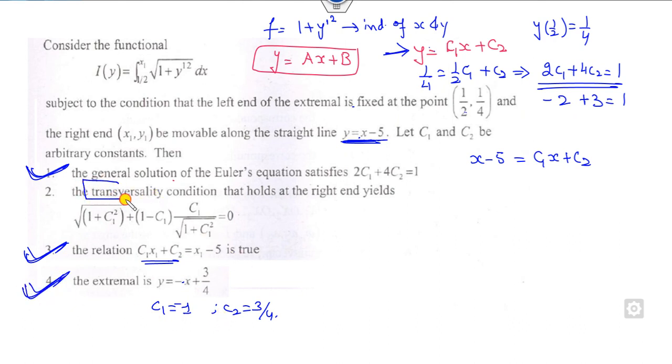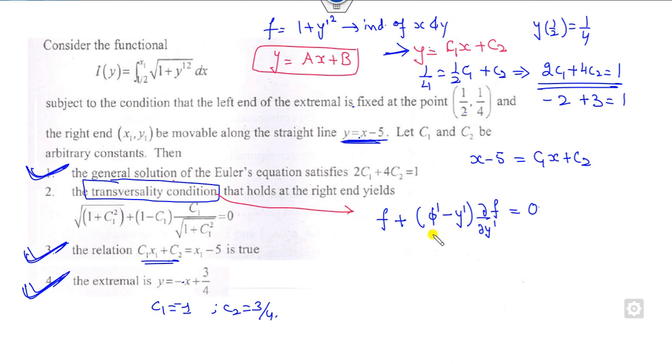Now there is a condition of the transversal condition. What is the meaning of this transversal condition? That's very simple. That is f plus phi dash minus y dash times the partial derivative of f with respect to y dash is 0, called the transversal condition. What is phi? Phi is x minus phi. Fine. Now we can substitute here.